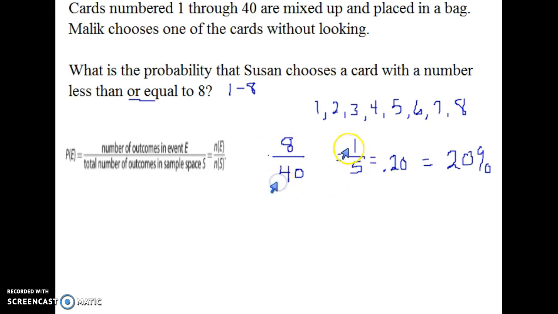So 8 out of 40. That fraction reduces down to 1/5, right? 8 will go into 40 5 times. 1 divided by 5 is 0.2, and if we move the decimal 2 places to the right, we get a 20% chance. So that's a 20% chance that the card pulled out of the bag is going to be a 1 through 8.